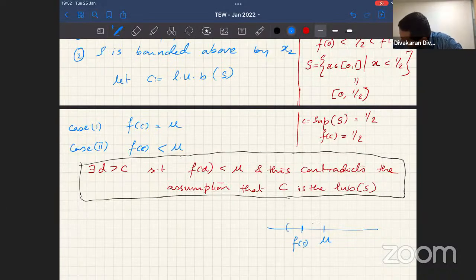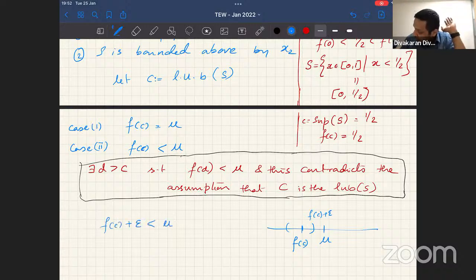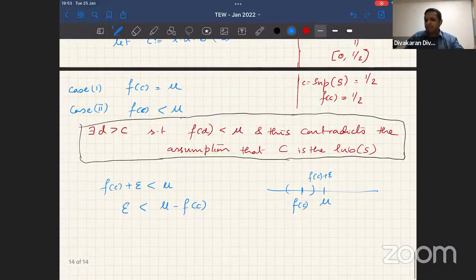So the epsilon should lie like this. In other words, whatever the epsilon is, f of C plus epsilon should be less than mu. You have to choose an epsilon such that f of C plus epsilon is less than mu. You have to choose an epsilon of this type. In other words, what should we do? Right? That's exactly what we want. f of C plus epsilon should be less than mu. In other words, epsilon should be strictly less than mu minus f of C. So any value less than mu minus f of C should work.